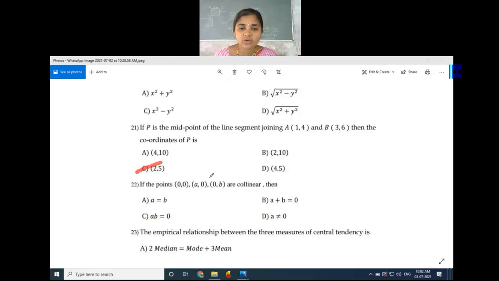If the points (0, 0), (a, 0) and (0, b) are collinear. We discussed the same type of question in model paper 1 or 2, I think, and it was given in the 40 marks examination, no? If three points are collinear, then which relation is right? a is equal to b, then a plus b is equal to 0, ab is equal to 0, then a not equal to 0. Which relation is right here? Which concept do we have to take actually?